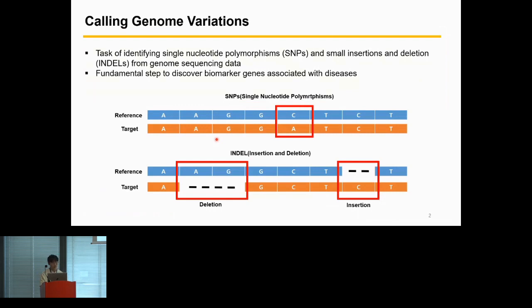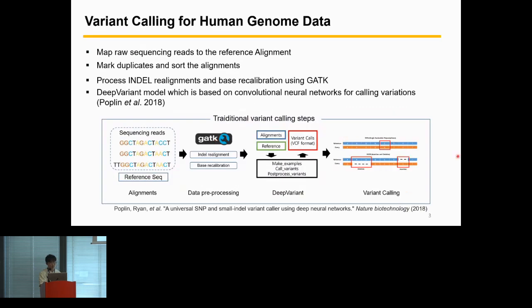Genome variant calling is a task of identifying single nucleotide polymorphisms and small insertions and deletions from genome sequence data relative to given reference sequences. Finding these SNPs and indels is a fundamental step for discovering biomarker genes associated with diseases. A lot of software for calling SNPs and indels have been developed.